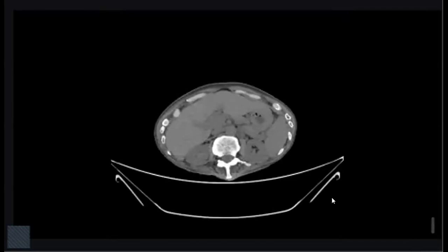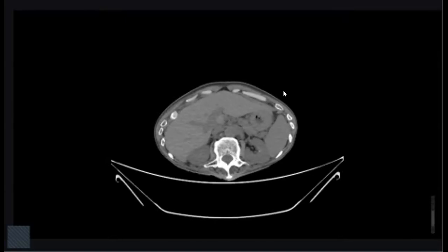Problem is... okay. Can you check these images, please? The same patient. Yes, yes.